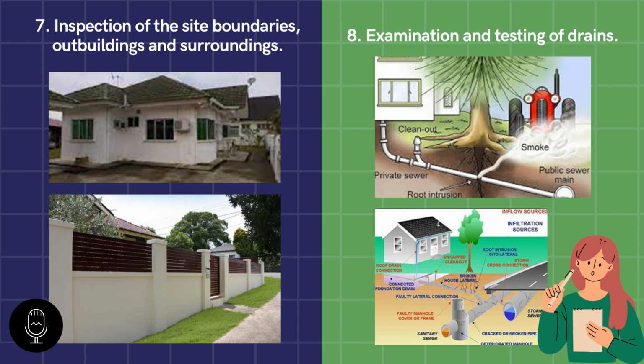Number 7 is inspections of the side boundaries, outbuildings and surroundings. Here we need to study the general conditions of the boundaries and any outbuildings. For example, is there any storage or garage? Ask the client if he wants to check on fences, gates, garden sheds, greenhouses, and etc. If not, concentrate on the building and its structure. However, permanent outbuildings and extensive masonry boundary walls can form a significant expenditure potential and should be included in a survey.